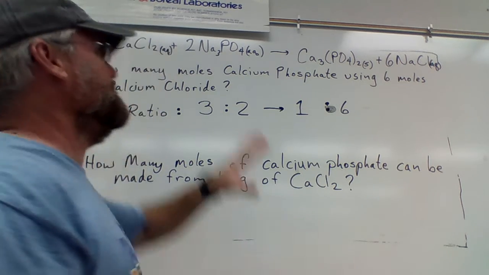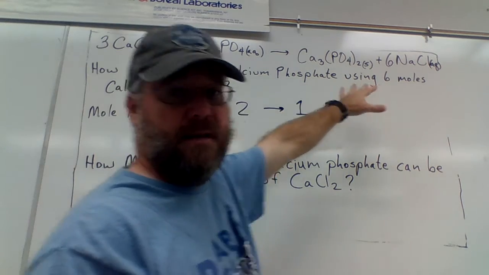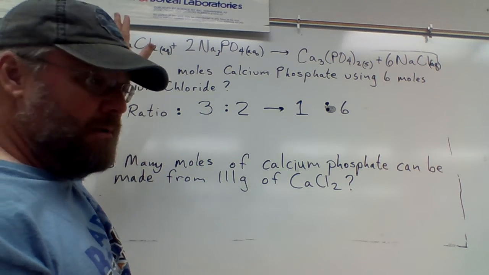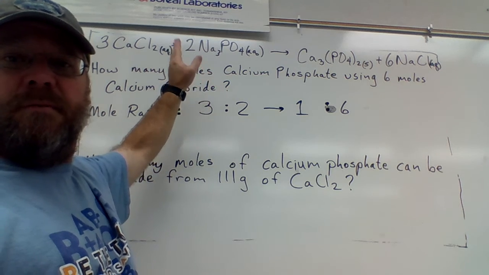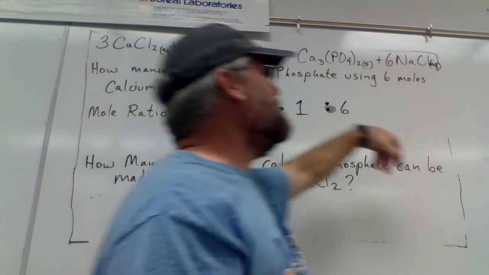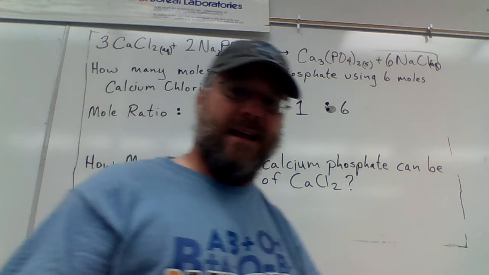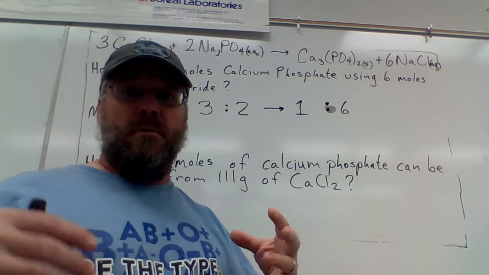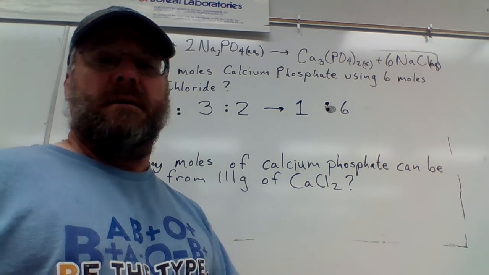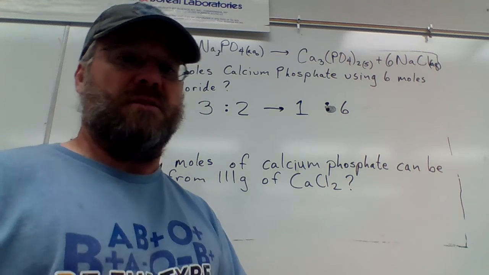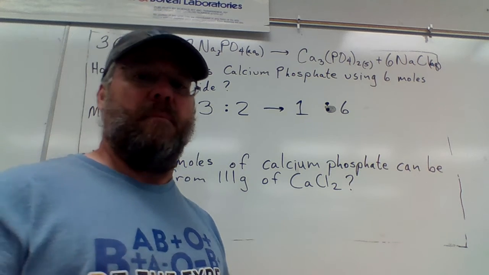What we have to remember is that the left-hand side has to have the same number of calciums as the right-hand side. The left side has to have the same number of chlorides as the right side. The left side has the same number of sodiums as the right side. The left side has the same number of phosphates as the right side. That is the key to the math of chemistry, that both sides have the same amount. It's a balanced equation, making sure that the law of conservation of mass is being kept.